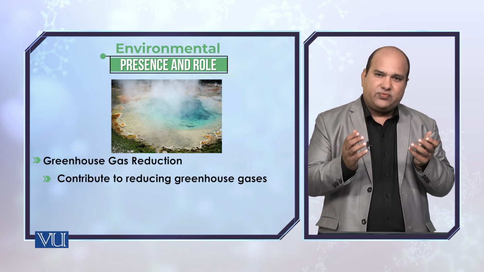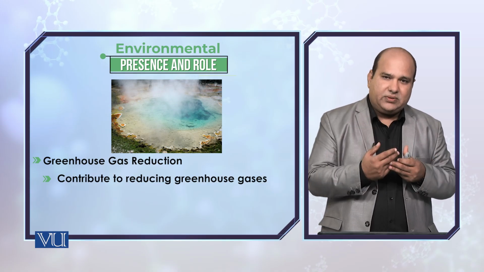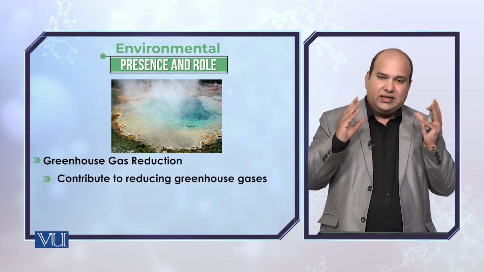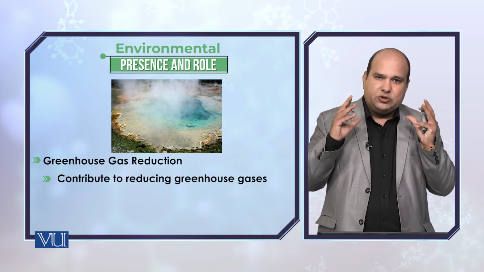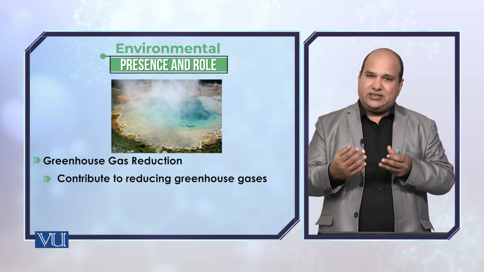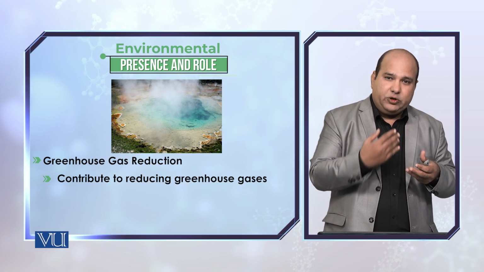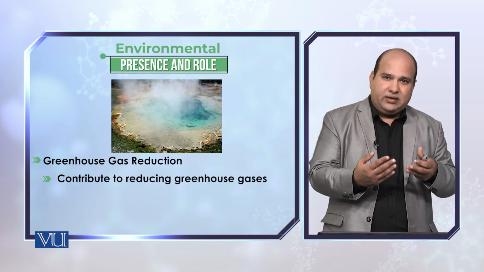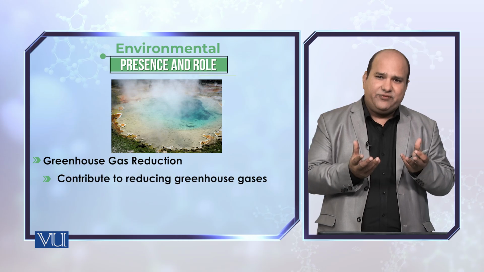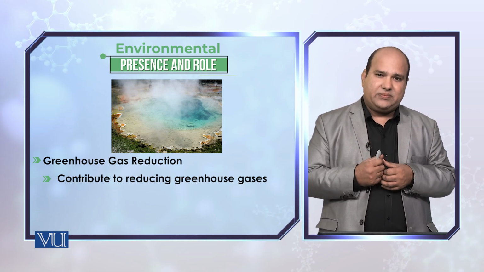The main source of the hydrogen, as I mentioned, comes from different geothermal activities. It comes from volcanic activities. Then there are certain bacteria which produce hydrogen from different metabolic processes. So there are different sources of hydrogen which are utilized by these organisms.